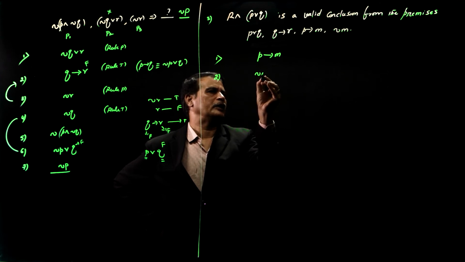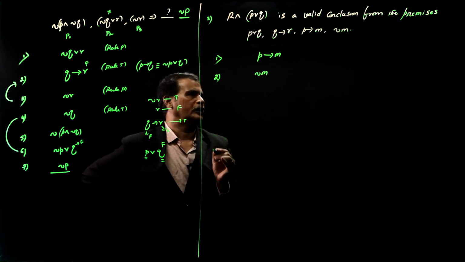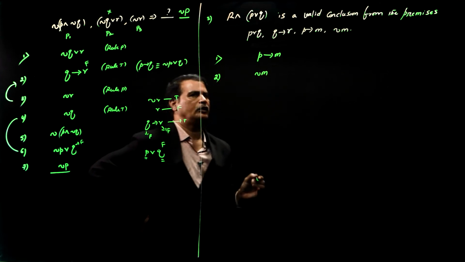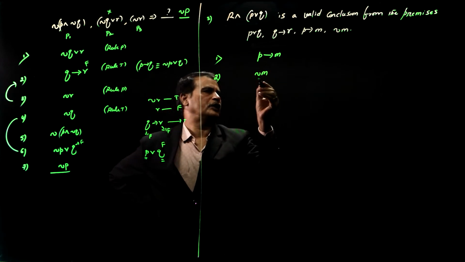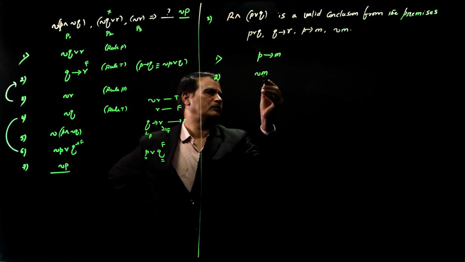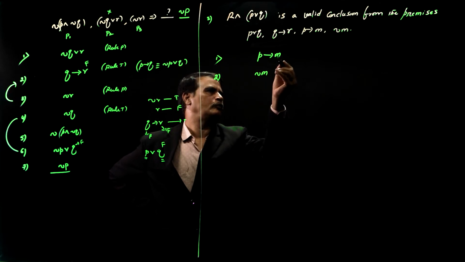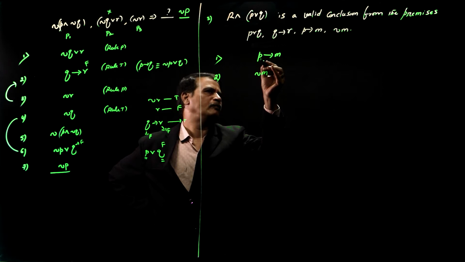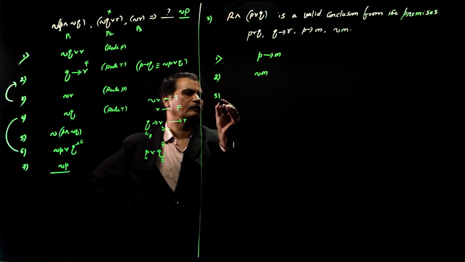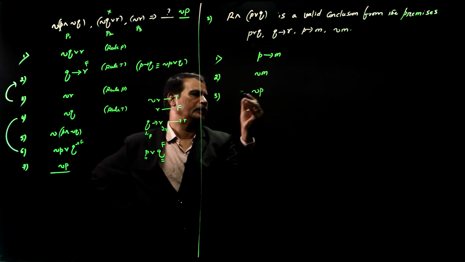So I consider negation M. If I consider negation M, what is the truth value of negation M? It is true. If it is true, then M should be false. If M is false, then P should be false. Therefore, from these two I get negation P.